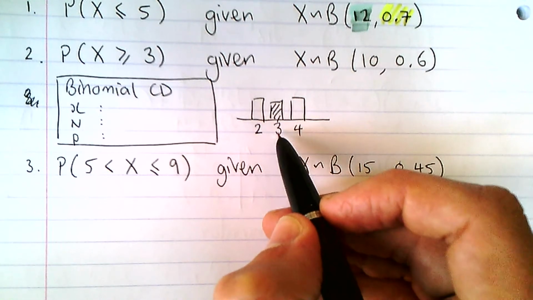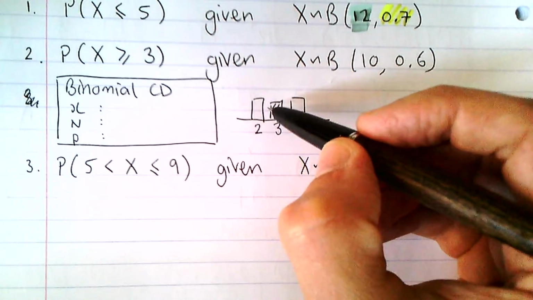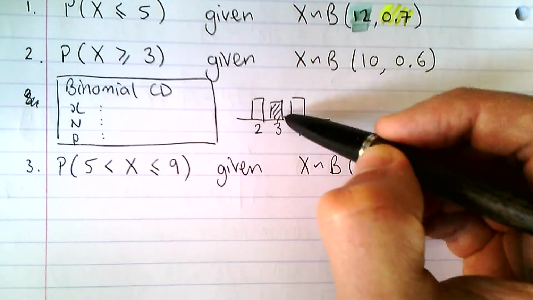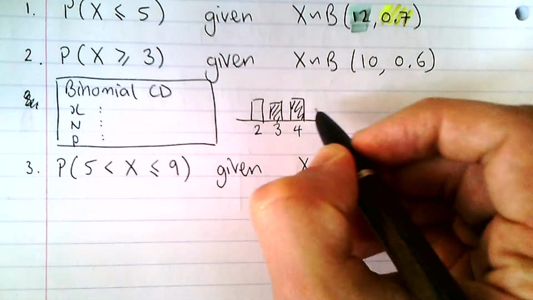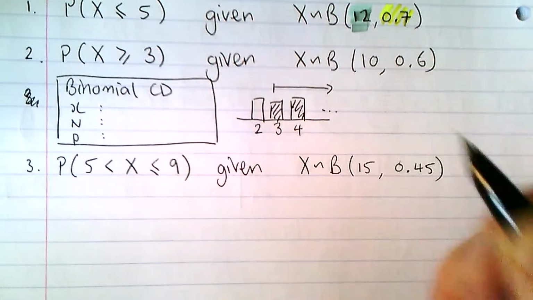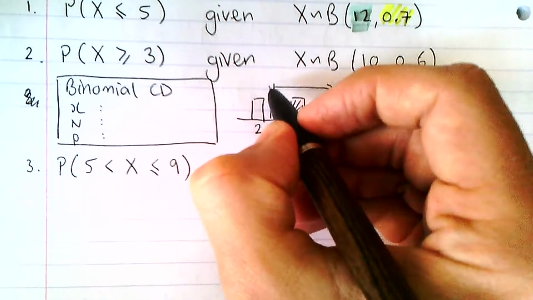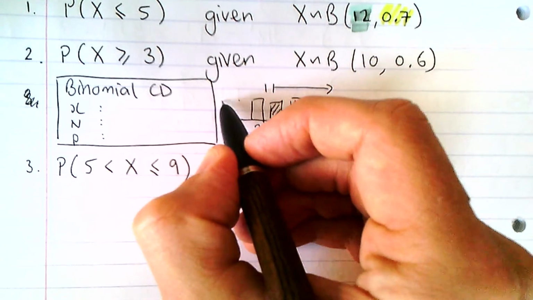I want to know what the probability that x equals 3 is. Each of these bars represents the individual probability: probability of x equals 2, probability of x equals 3, and so on. If I want greater than or equal to 3, I'm going to want 4, and I'm going to want 5 and 6 and so on. So I'm going to want all of the bars from 3 onwards. That tells me that I don't want bar 2, I don't want bar 1, and I don't want bar 0.